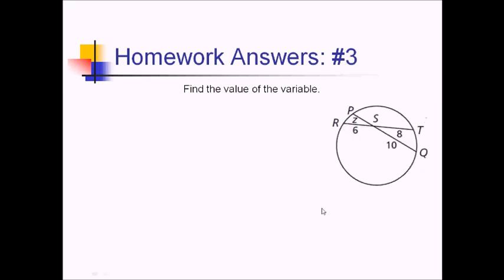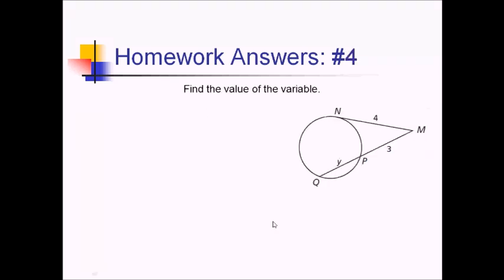For number 3, we're trying to find the value of z in here. Since these are two chords, we know that 10 times z is going to equal 6 times 8. The products of the segments will equal each other. So we've got 10z equals 48 then. So z equals 4.8.